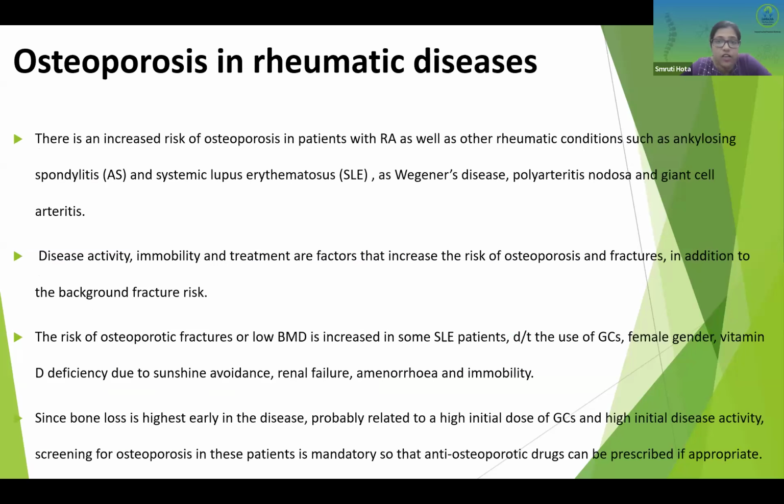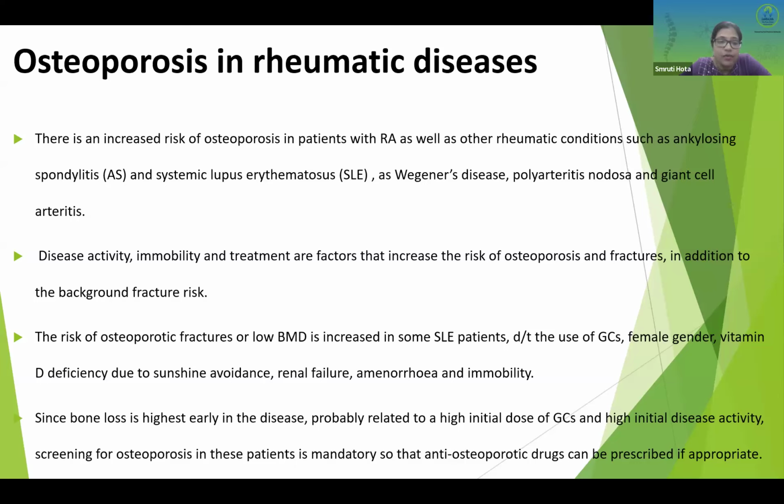Then osteoporosis in rheumatic disease. Conditions like rheumatoid arthritis, ankylosing spondylitis, SLE, and vasculitides like Wegener's granulomatosis, polyarteritis nodosa and Takayasu arteritis, these all contribute to bone fragility and fracture. Why? Because the disease combines multiple risk factors like chronic inflammation, which accelerates bone resorption, immobility due to pain or disability, and of course glucocorticoid therapy. These are common in the management.